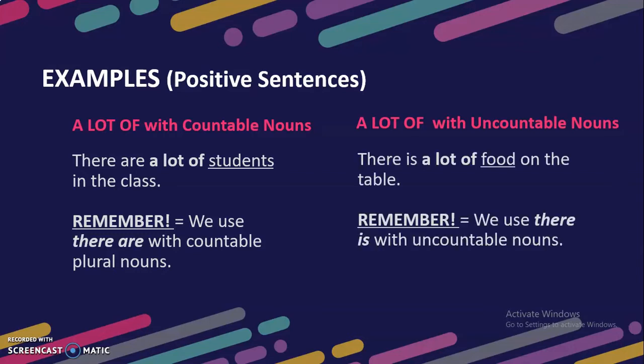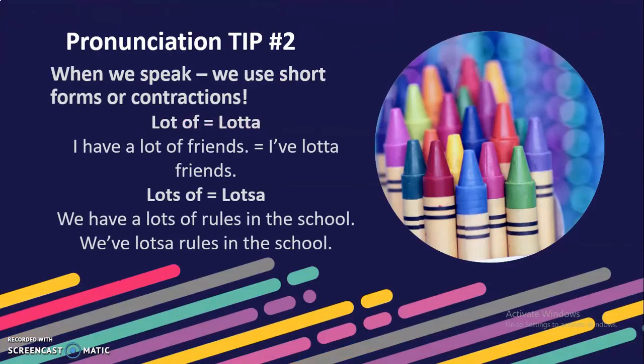Let's see how it can be used with uncountable nouns. There is a lot of food on the table. So here again we use there is because it is an uncountable noun. These are good rules you need to memorize and use.